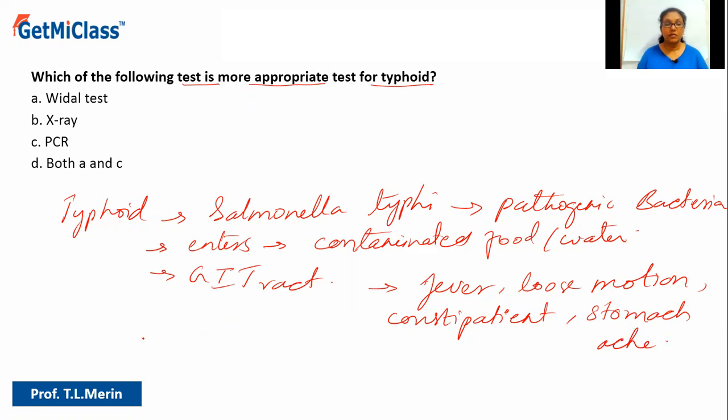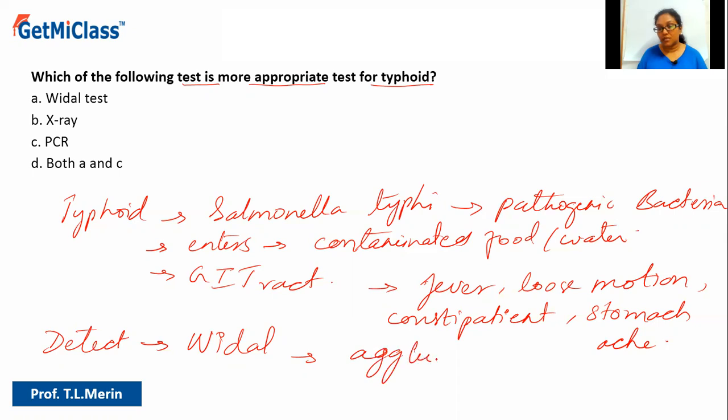Now, the most appropriate detection method to detect it is called as a Widal test. Widal is the name of the scientist who actually proposed this test, and it works on the principle of agglutination. So here the antibodies will bind to the pathogen, and that will agglutinate, and that will show the presence of the infection.